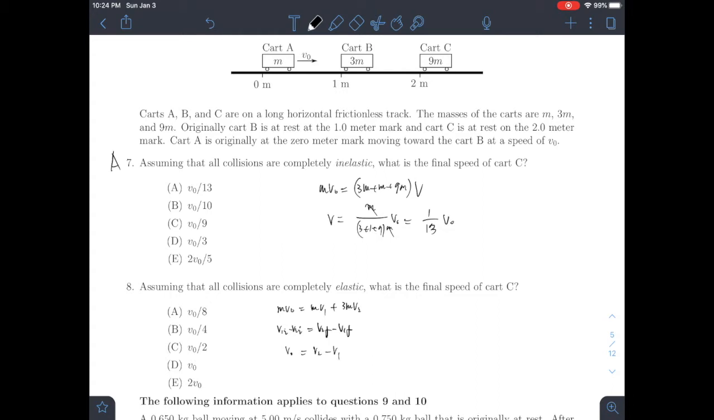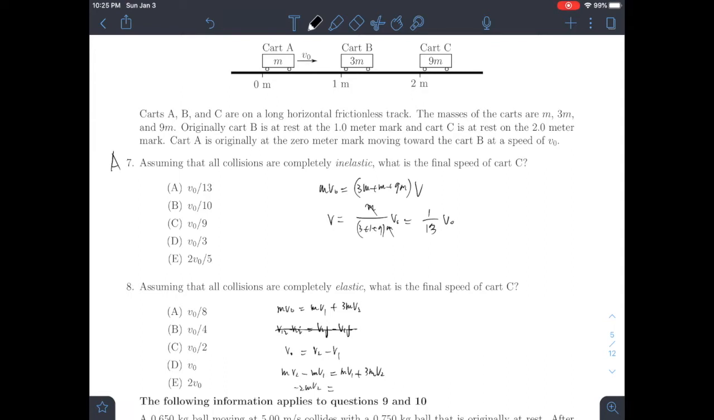Let's just plug in. V1 initial is V0. V2 initial is 0. Then V2 final is equal to V2. V1 final is equal to V1. Then we plug this V0 back into our original equation, the momentum conservation equation. Then we get this expression. Then we can simplify a little bit.